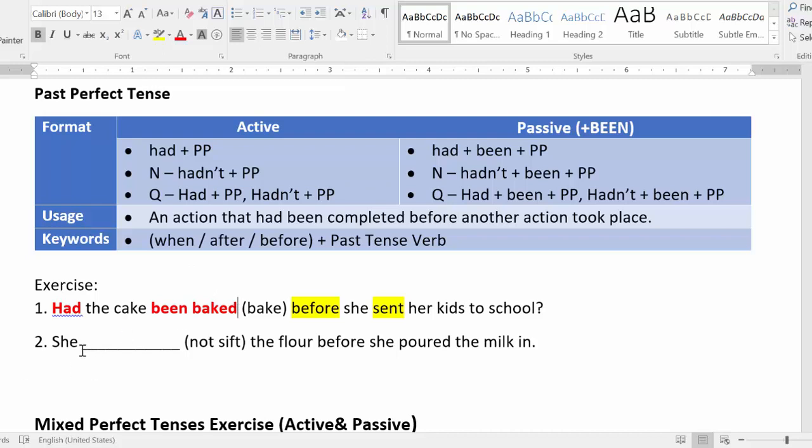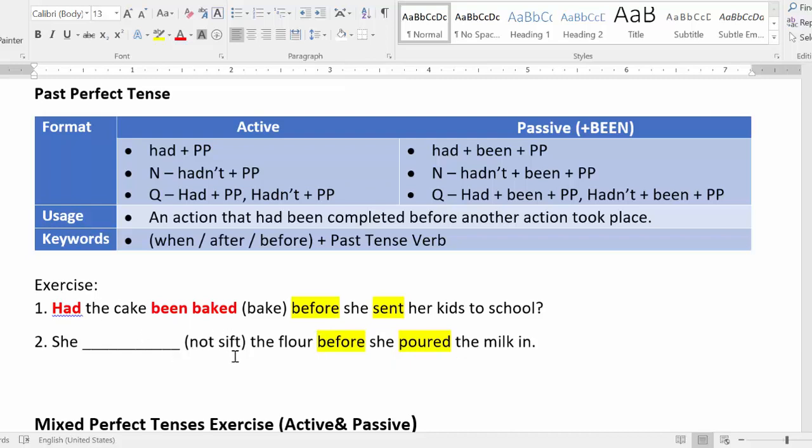Okay, number 2, she not sift the flour before she poured the milk in. So keyword, very simple one. One of it should be your past tense verb, poured. Another one is before. It shows that you have a sequence. These two actions have a sequence, one happened first before another. Okay, do you still remember what is the meaning of sift? I told you before, it is in your vocab. Sift is 过滤. So she not sift the flour before she poured the milk in.